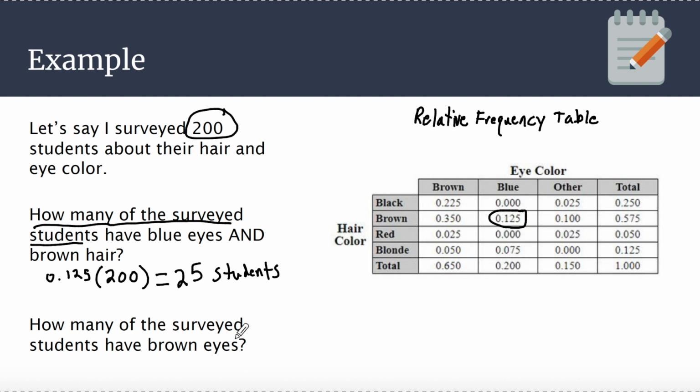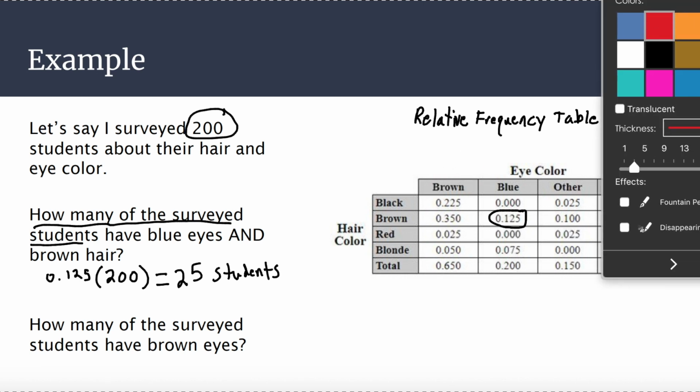Let's see if we can do this. How many of the surveyed students have just brown eyes? Well, if we go to the brown eye category, we don't care about hair. That's this one up here, right? We could do that. Let's do that in a different color, maybe red.